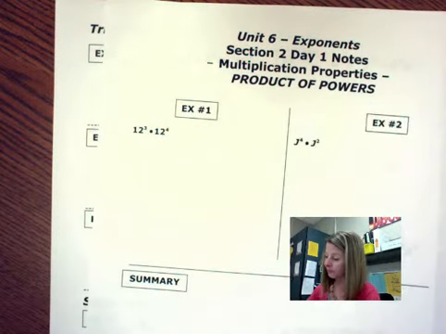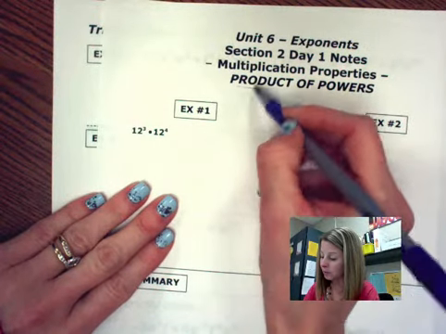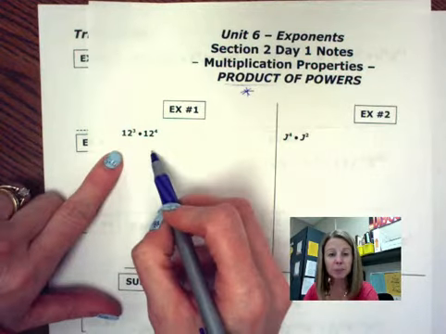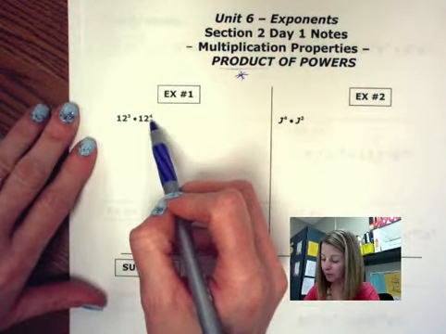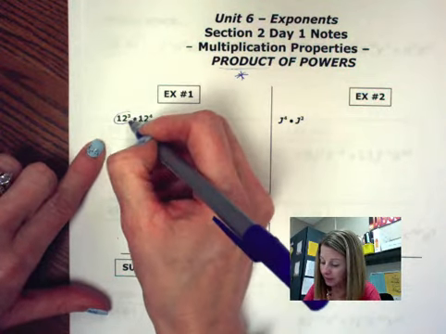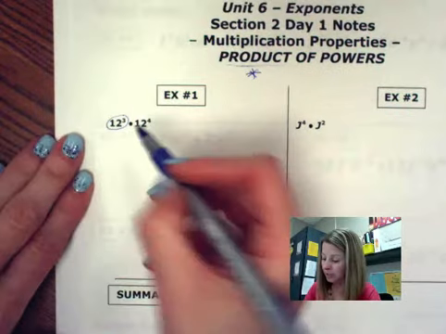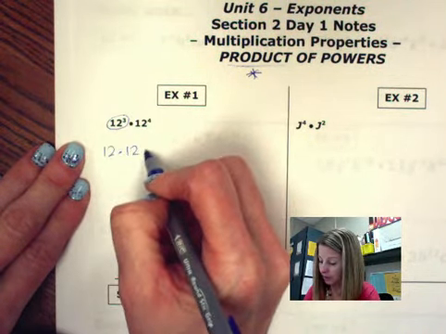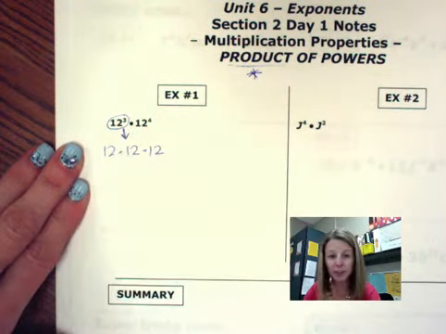So this first rule is called product of powers. We are doing the product, which remember means multiplication, of powers. So if you look at example 1, we have 12 to the third times 12 to the fourth. So what I want to first show you is if I take 12 to the third and I expand it out, what I mean by that is there are 3 12s. So that's the same as 12 times 12 times 12. Okay, that's what 12 to the third is.